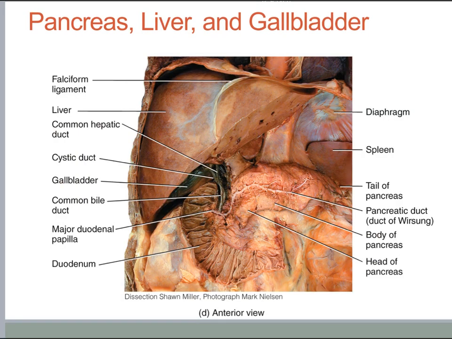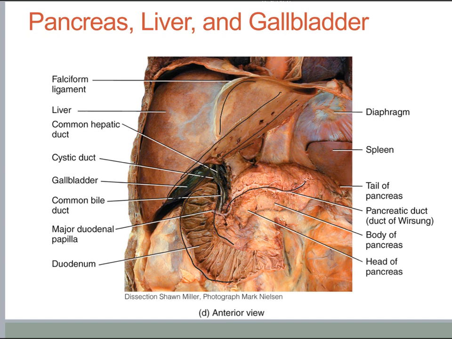We can now look at a dissected view of the pancreas, liver, and gallbladder. We can find an oblique cut of the liver right here, the falciform portion of the falciform ligament, the gallbladder snugged and hiding right underneath that right lobe. We see the cystic duct and common bile duct moving down into the pancreas, the main pancreatic duct, and the first portion of the small intestine.